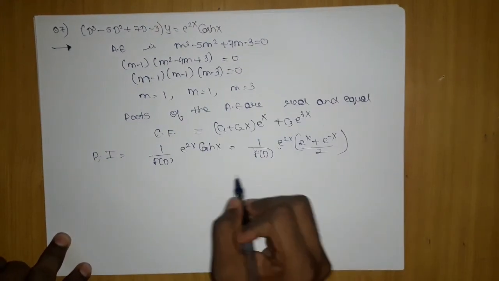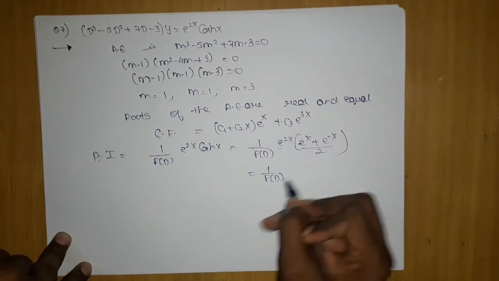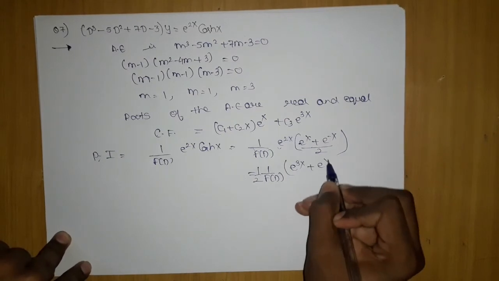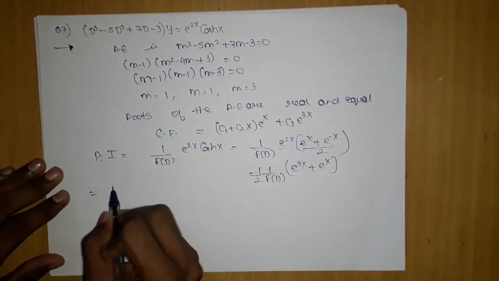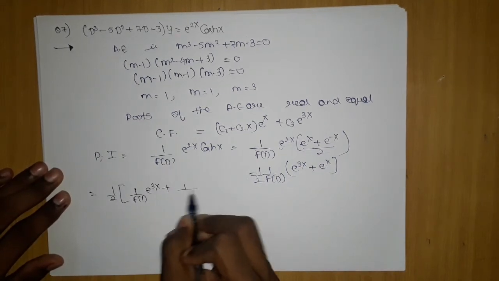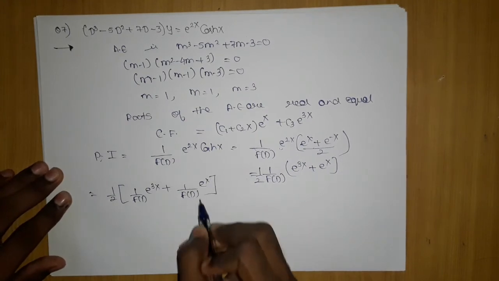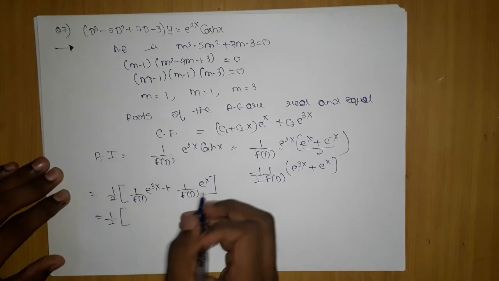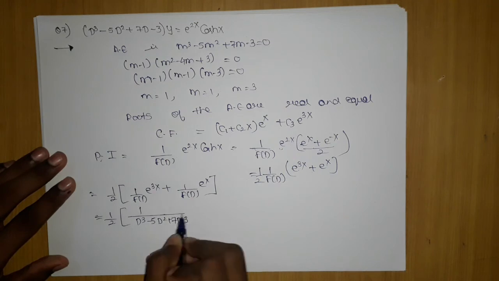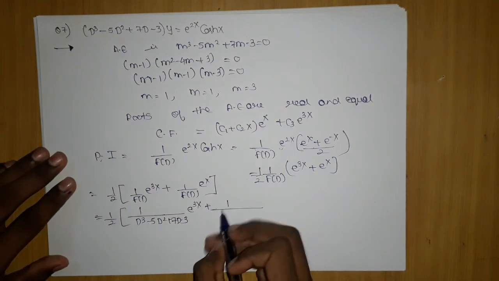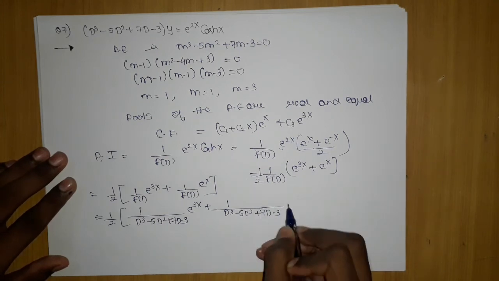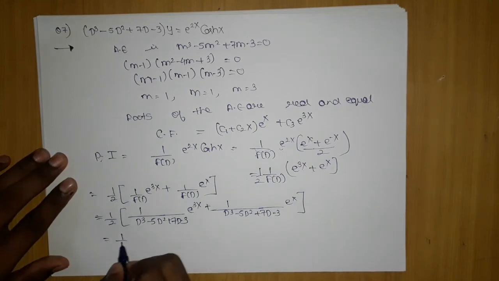Similarly, e power x plus e power minus x, the whole by 2. So if we multiply this, it will be 1 by 2 outside, and here e to the power 3x and e to the power x will be left. Further on we multiply f of D with each of them, keeping 1 by 2 outside. 1 upon f of D e to the power 3x plus 1 upon f of D e to the power x, bracket close. 1 by 2, just substitute the values. D cube minus 5D square plus 7D minus 3 e to the power 3x plus 1 upon D cube minus 5D square plus 7D minus 3 into e to the power x, bracket close.